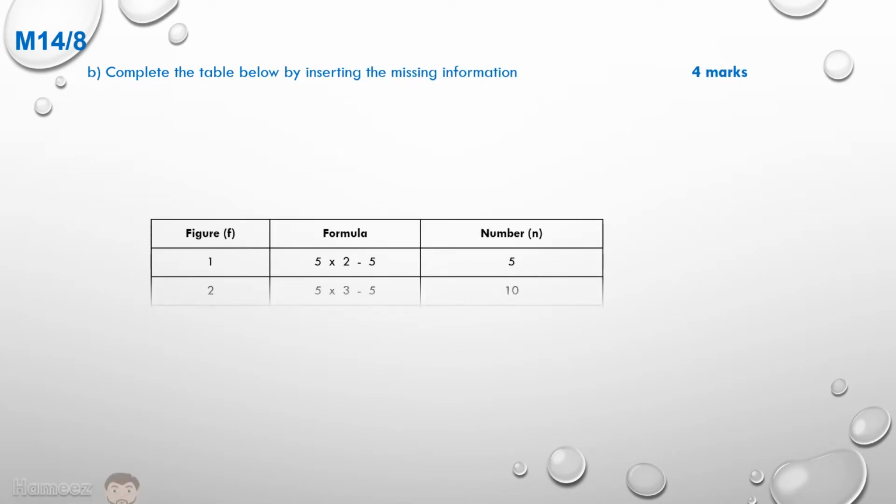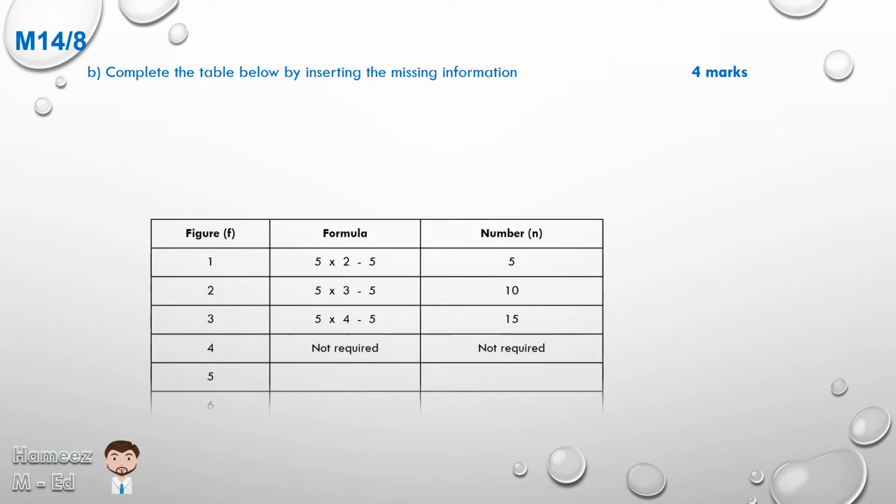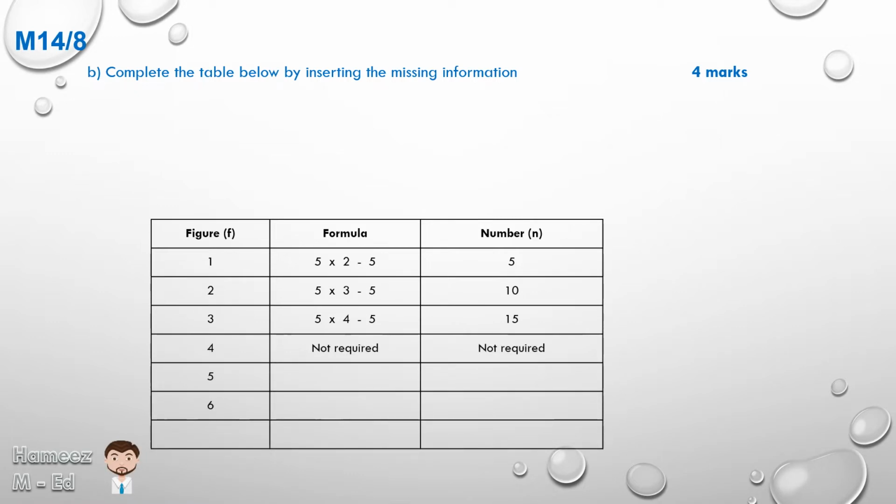In part B, complete the table by inserting the missing information. So if we look at the table, we can see that there are 3 columns. The first being the figure F, 1, 2, 3, etc. And we have already drawn the first 4 diagrams in part A. A formula for the figures and the number of dots, n. So we can see that there is some sort of arrangement or sequence moving from the figure to the number.